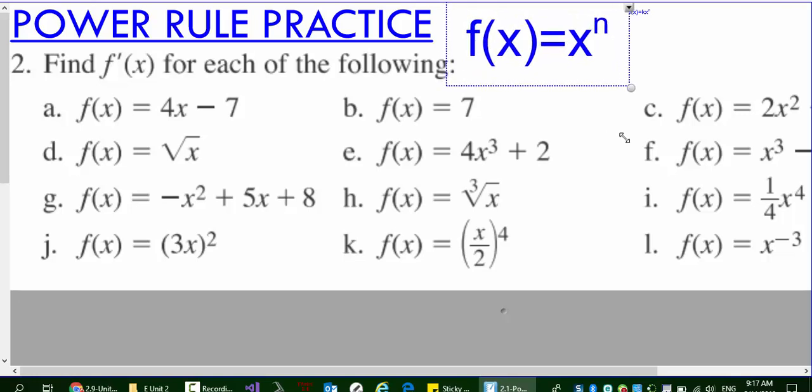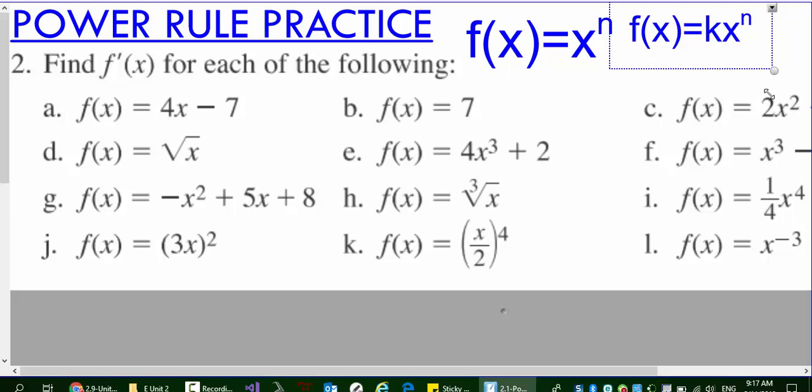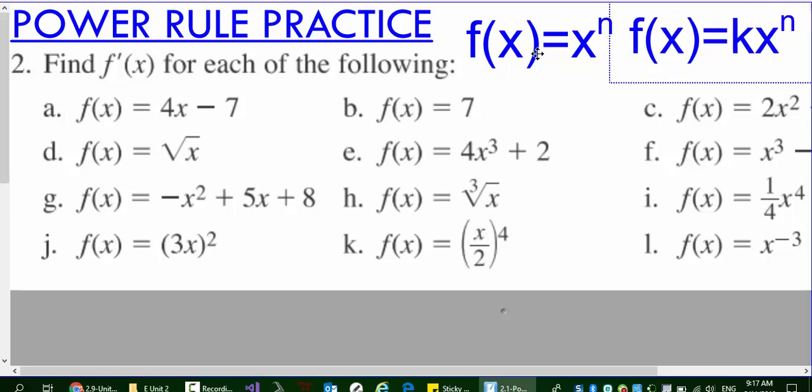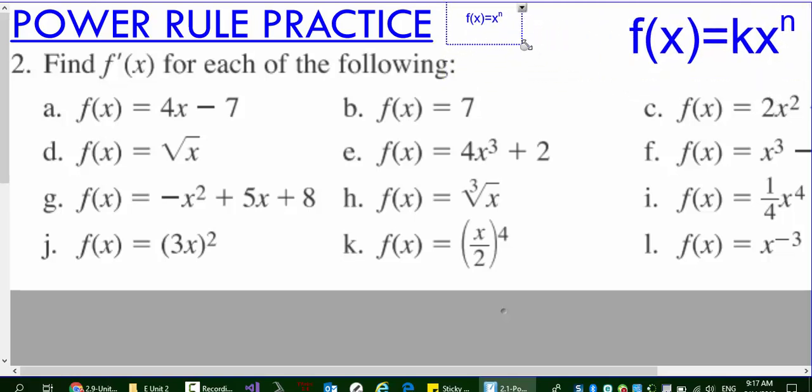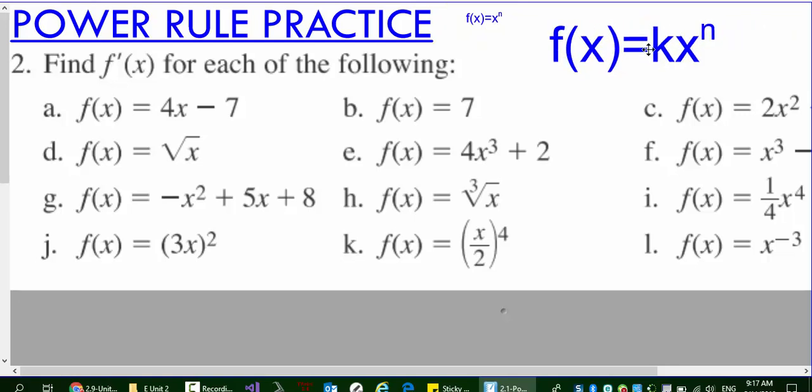The only thing that you know how to take the derivative of in this first section is something that looks like this, x to the n, or really more precisely, x to the n with potentially a constant in front. If you have anything other than this, you have work to do.